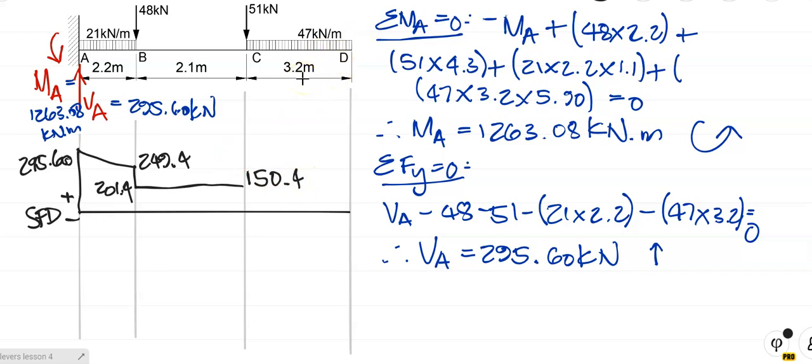From C to D, I've got a load of minus 47 times 3.2. So with that value on my calculator, I say take away 47 times 3.2, close brackets, and lo and behold I get 0.00. So I've got a straight inclined line all the way down to there, and it closes perfectly. It must go back to zero. You know that by now.